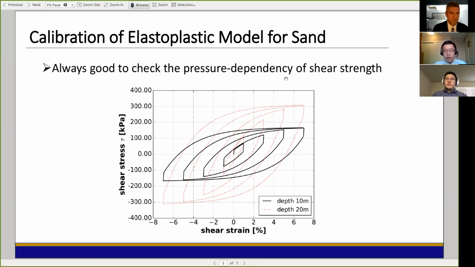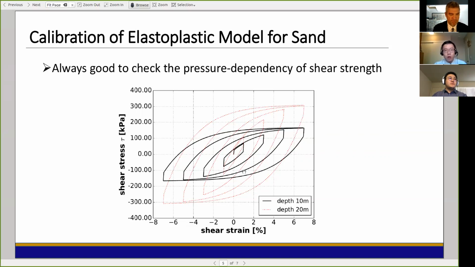And then for the calibration of the sand, it's always very important and good to check whether your material is pressure dependent. Remember, we are doing our calibration based on the pressure at 10 meters. So it's good if you can check the shear strength at another depth from your calibrated parameters. So now I'm checking the shear strength and the stress strain response at another depth, which is 20 meters. As you can see here, when our depth doubled, essentially our confinement doubled, we also get almost a doubled shear strength response. So this is pretty good and it looks reasonable.